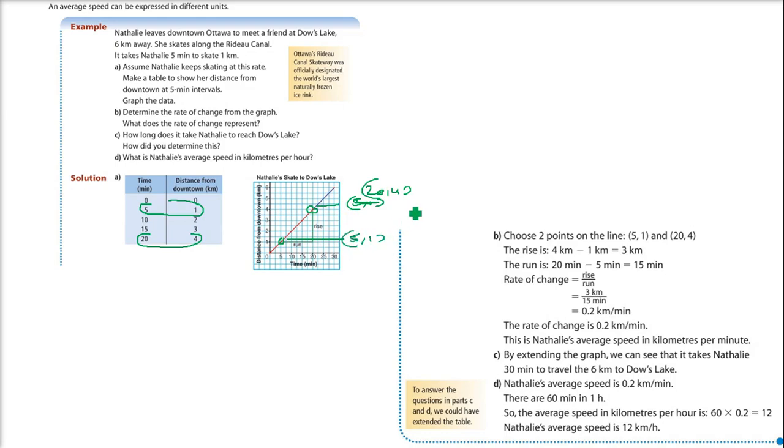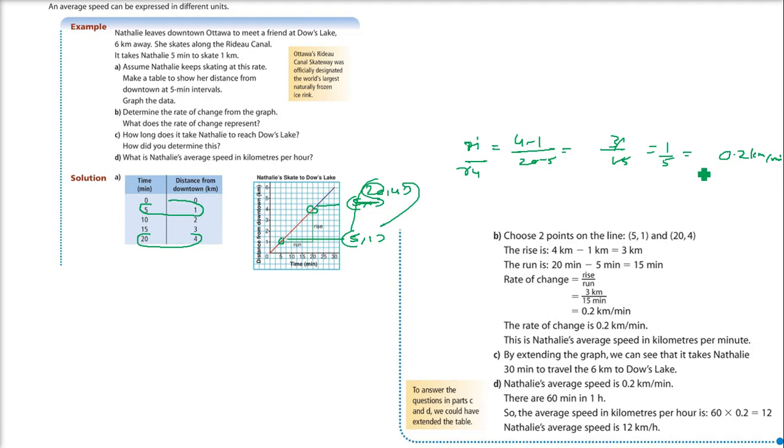So we'll find out the rise and run. What will be the rise? Rise will be 4 minus 1. And what will be the run? It will be 20 minus 5. So this will be 3 by 15. So 3 fives are 15. That is coming to be 0.2 kilometer per minute. So this is the rate of change, that is 0.2 kilometer per minute.